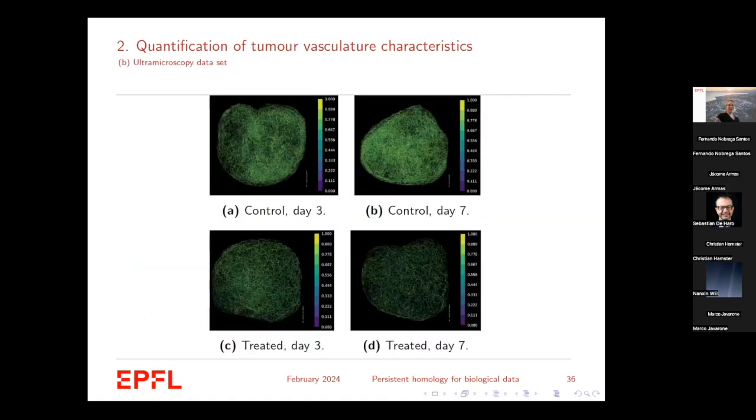And also to show you that you can see these treatment effects by eye. On the top row, we have a control on day 3 and control on day 7 in the Roche data set. And on the bottom row, we have a treated tumor on day 3 and day 7. And you can visually see that there are really changes in the networks that we should be able to capture.